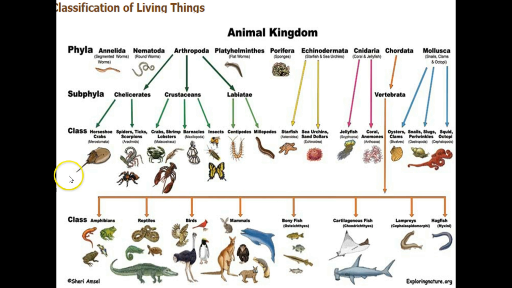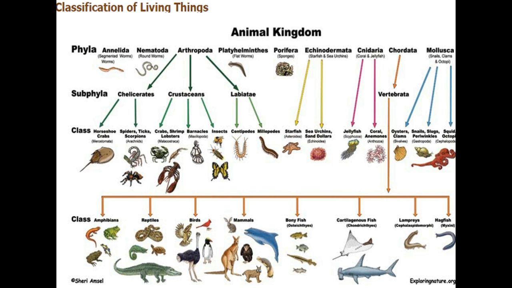Now, if you're thinking about the classification of living things, this is how the animal kingdom would look. If you look right here where it says chordata, chordata means animals with a backbone. So these are the vertebrates. Chordata is Latin for vertebrate. So Latin, it means animals with a backbone. So the chordata, and then the phyla is vertebrates.